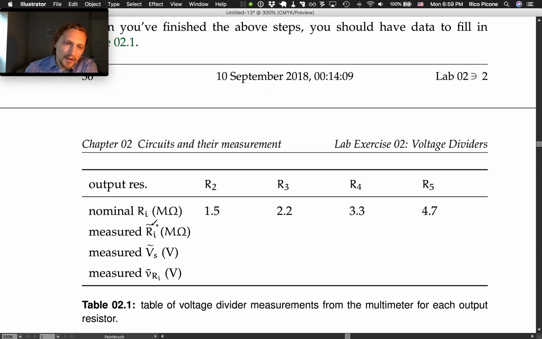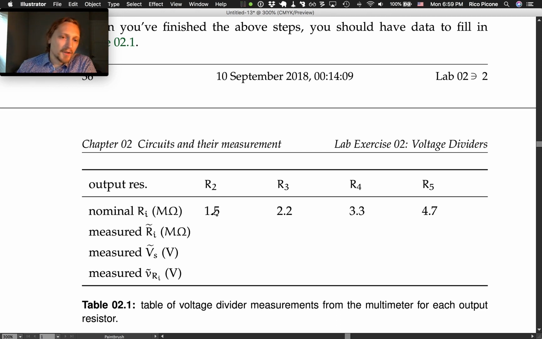When I'm using this notation tilde here, this squiggle on top of the symbols, I try to use that pretty universally. That means it's a measured quantity. Okay, so the nominal resistance, R2, for instance, is 1.5 mega ohms. That's what the manufacturer says it is, but it's probably within 10% of that.